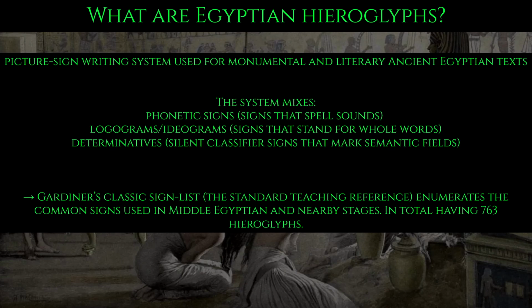Gardner's classic sign list, the standard teaching reference, enumerates the common signs used in Middle Egyptian and nearby stages. In total, having 763 hieroglyphs. Of course, in Old Egyptian, hieroglyphs were already used, but most texts are in Middle Egyptian because that is the time of the peak of Egyptian literature. Of course, in Late Egyptian, hieroglyphs were still in use, but gradually being replaced with a different system.